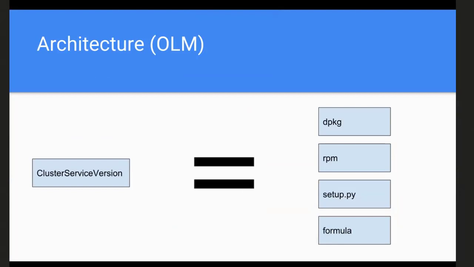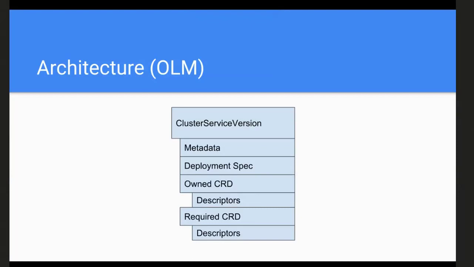So what is a cluster service version? This is our specification file for what an operator is and how it should run. It is 100% analogous to something like a dpkg definition or an RPM if you're talking about operating system dependency management. It's also perfectly analogous to setup.py if you have a Python project, or a brew formula if you're using Homebrew for Mac. It's the definition of metadata about how to install and run and orchestrate a piece of software on the underlying system.